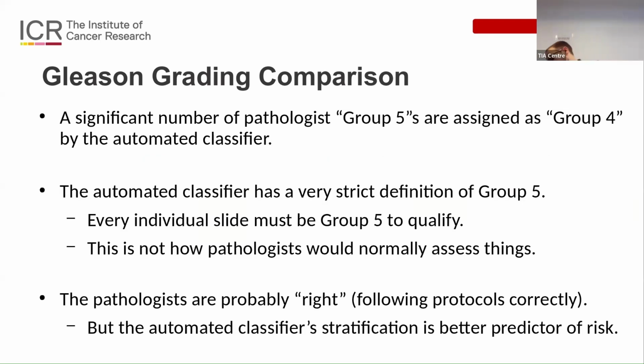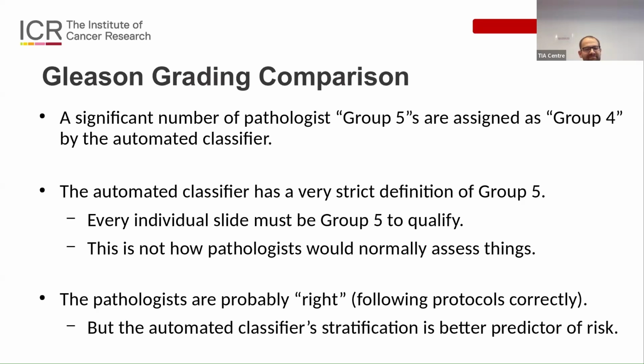Essentially, I came to the conclusion that when we took our segmentation and converted it into a primary and secondary pattern, and then, because we have multiple samples per patient, aggregated multiple samples into a single patient score, we had a very strict definition of what should be Group 5. Essentially, every individual slide should be Group 5 in order to qualify as Group 5 according to the automated classification, which is not necessarily the way the pathologists do it. In fact, it would probably be the inverse. If you had a single Group 5 sample, the pathologist would automatically boost you up to Group 5.